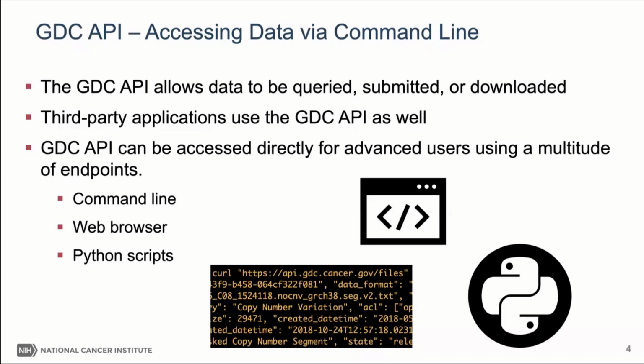The GDC API can be accessed directly for anyone who knows how to use it, and there's a multitude of endpoints that can be used. These endpoints can be accessed via the command line using curl usually, the web browser, which is used in the same way as the command line, but a bit more static, and then also through Python scripts, which is what we're mostly going to be demonstrating today.